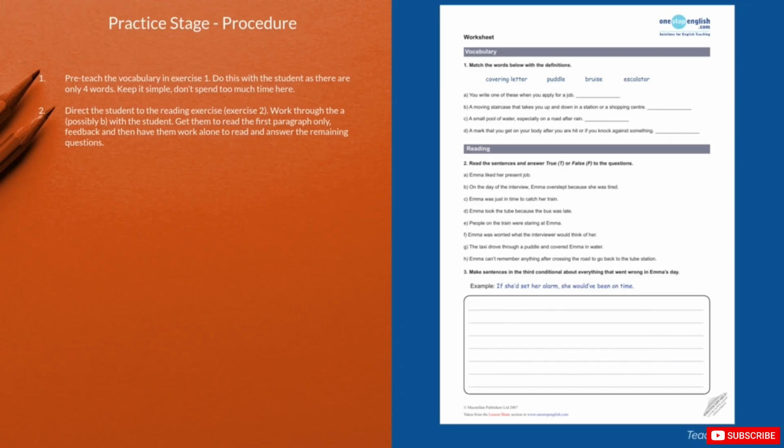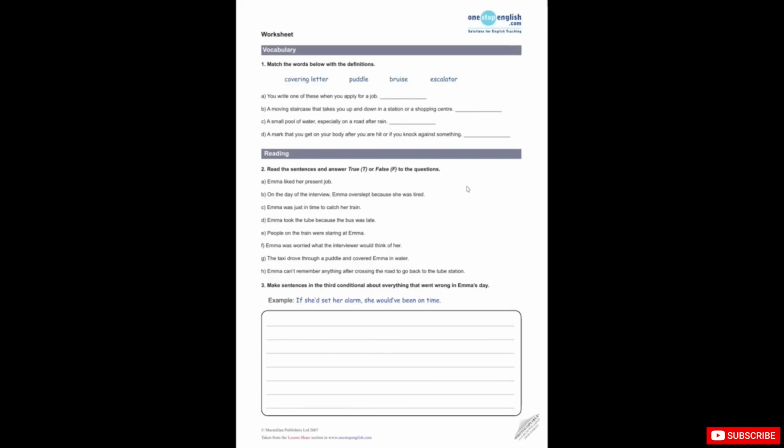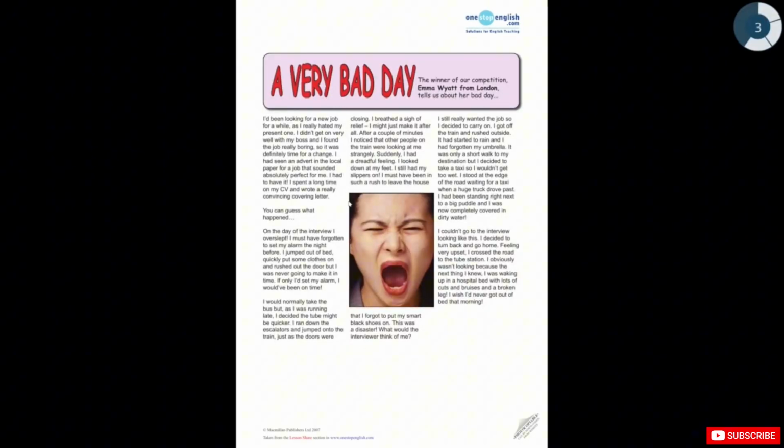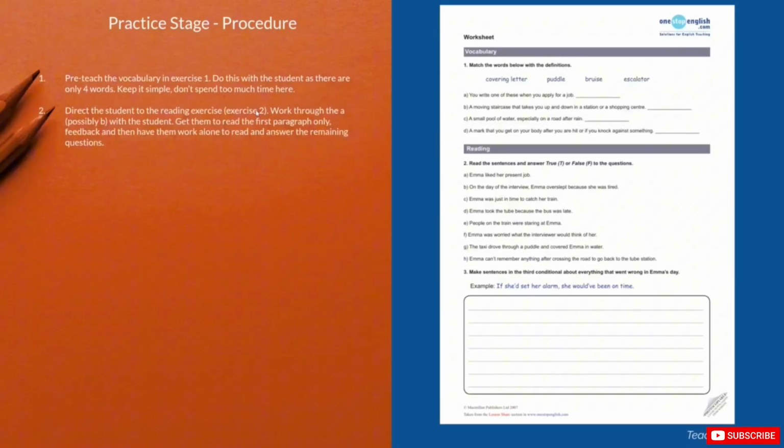Let's just remind ourselves what that reading looks like. So we're just going to get them to read this first part here so that they can answer this first one. If we feel comfortable, then we're going to let them work alone and go through the rest of this exercise. Now, what do we need to do next?